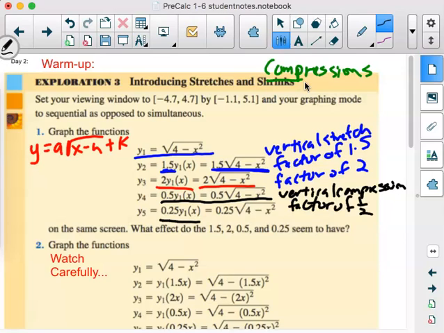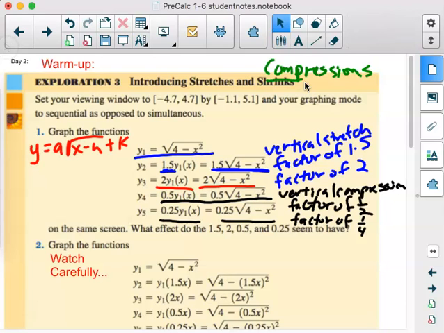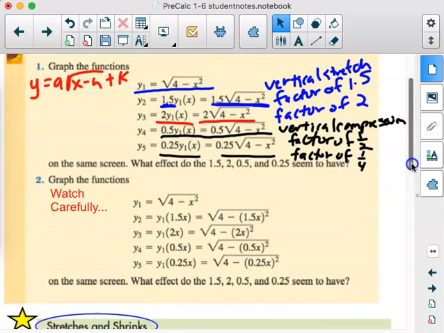And so with the last one, pardon me, 0.25 is the same thing as 1/4 as a fraction. So this one is a vertical compression factor of 1/4. And just notice there I color coordinated those two top ones that were vertical stretches. Those are in blue. And then the two bottom ones are vertical compressions. And like I said, we already know that. We know that about a. So what are we supposed to get out of this box? Well, now we're going to talk about horizontal stretches and compressions.